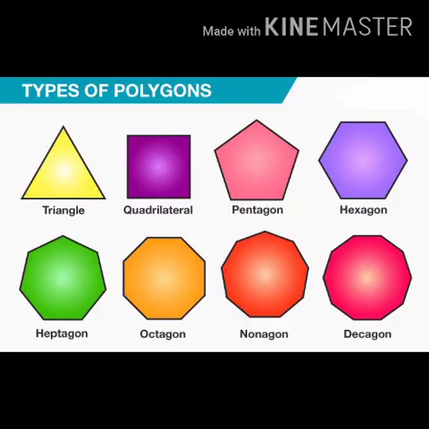Look at these pictures. These are polygons. Polygons are closed figures. These are geometrical figures made up of lines, named according to the number of sides. Those with three sides are called triangles, those with four sides are called quadrilaterals, and those with five sides are pentagons. Those with six sides are called hexagons, seven sides heptagon, eight sides octagon, nine sides nonagon, and ten sides decagon, etc. We can name these polygons using the sides. Just remember these things.